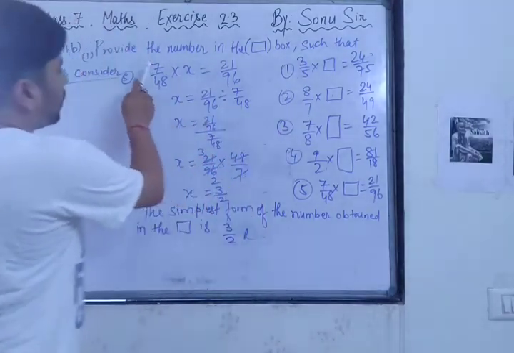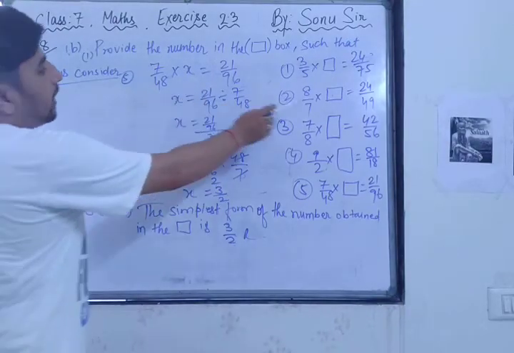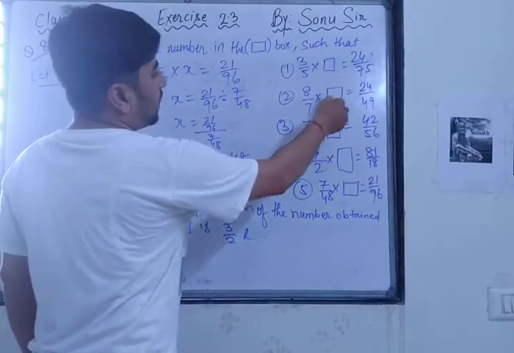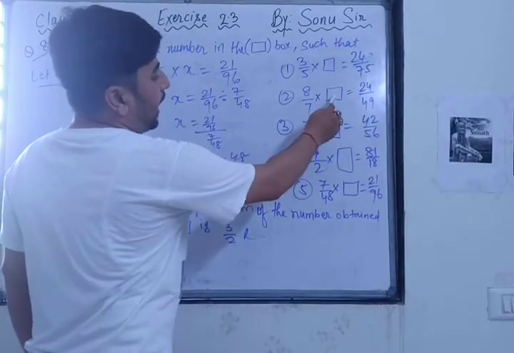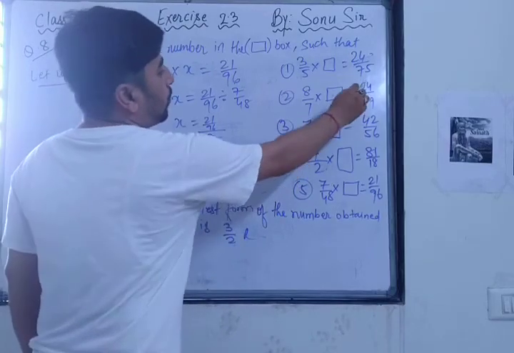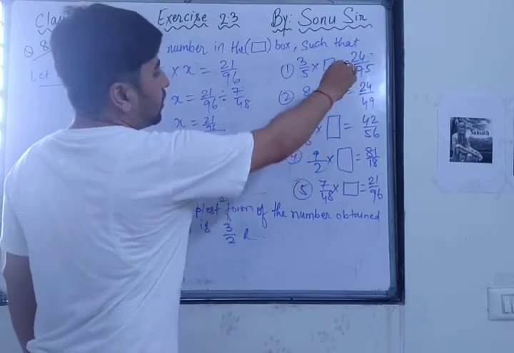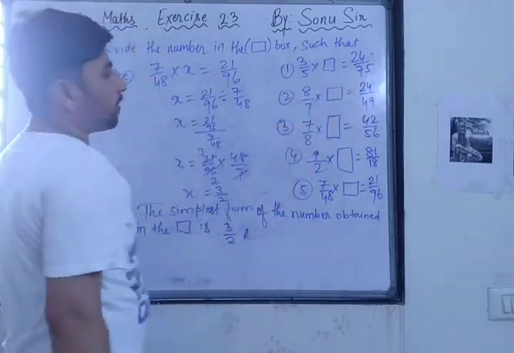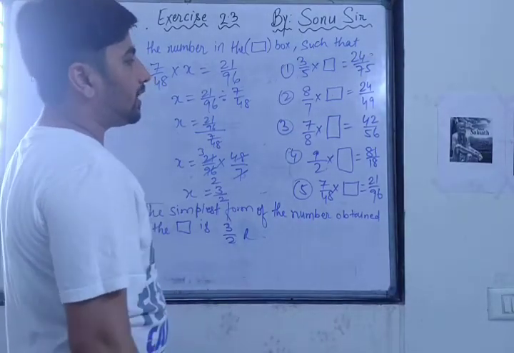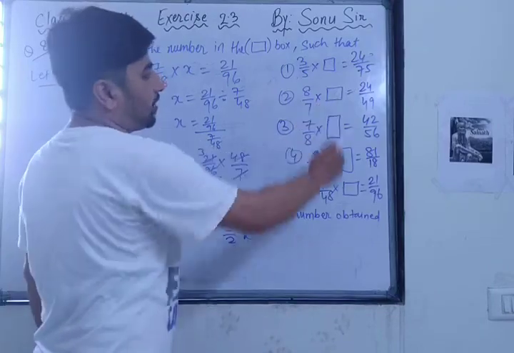8 by 7, what will you do? 8 by 7 into x is equal to 24 by 49. So x will be 24 by 49 divided by 8 by 7. So 24 by 49 into 7 by 8. 8 3s are 24 and 7 7s are 49, right? So what will be the answer? 3 by 7. Here the answer will be 3 by 7.